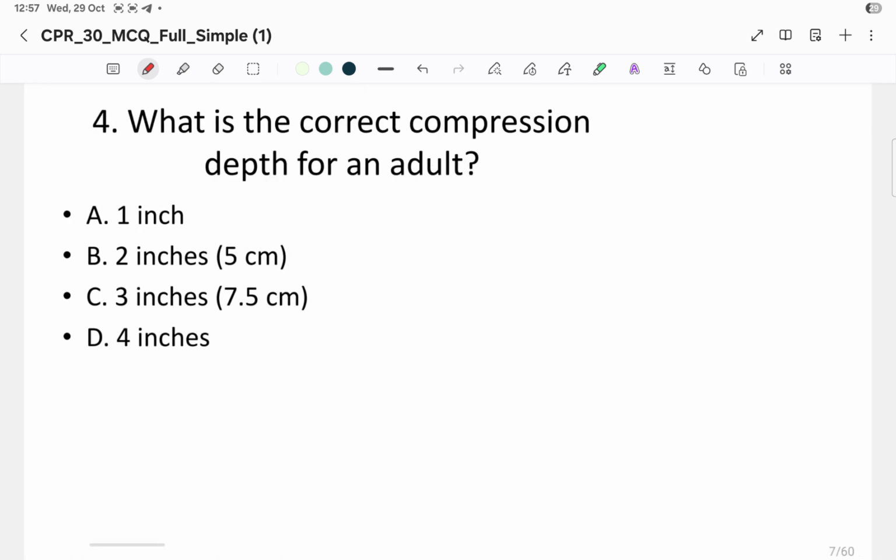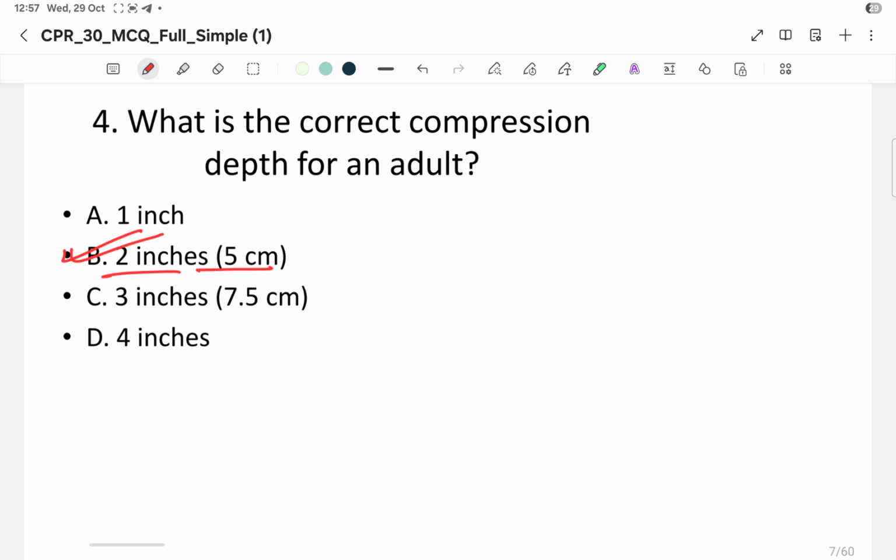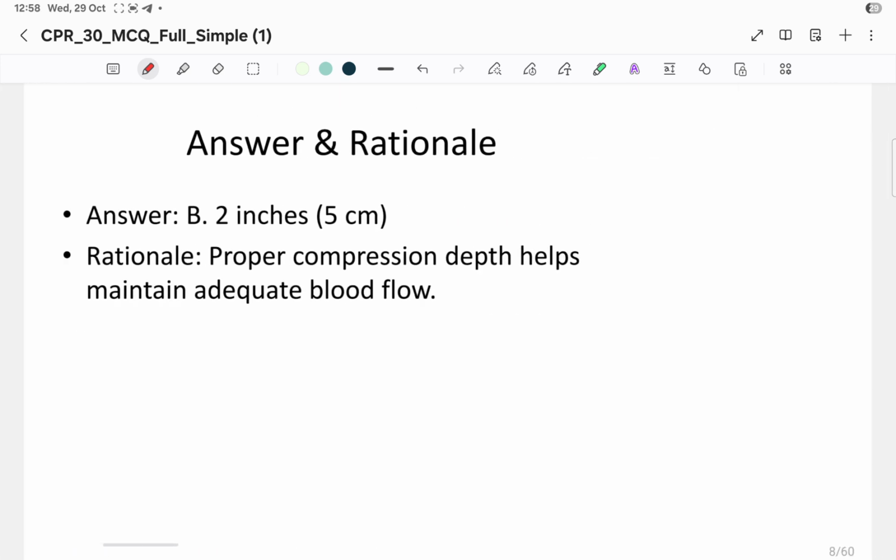Next, what is the correct compression depth for an adult? Option A, 1 inch, B, 2 inch or 5 centimeter, C, 3 inch or 7.5 centimeter, D, 4 inches. And the correct answer is option number B, 2 inches or 5 centimeter compression depth for an adult. Why is this compression depth important? Because it helps maintain adequate blood flow. Clear?